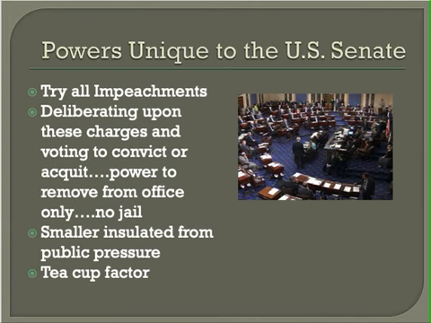The United States Senate has different powers. So if the impeachment trial goes through, passes the House, they vote on it, then it goes to the Senate, who act as the jury. They deliberate upon the charges. They hear the sides. They have the power to remove this individual from office, not to put them in jail. The Senate is also a smaller body, 100 individuals compared to 435.